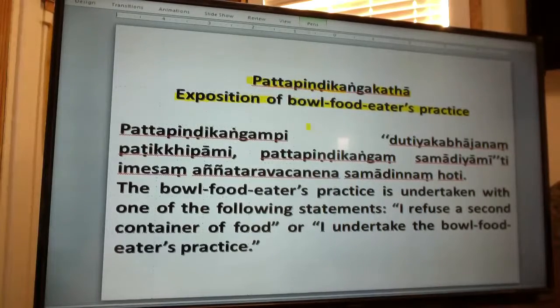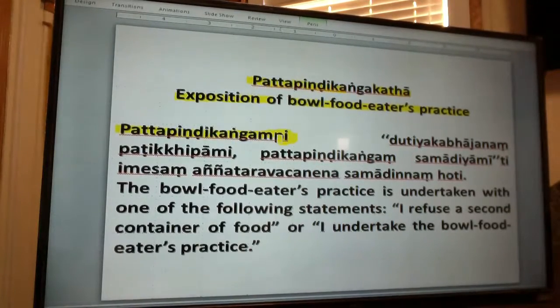So in Pali, first we have to learn Patta Pendikingambi, meaning the both food eater practice is also undertaken. How? Dutiya is second. Bhajana is a kind of food container. So Dutiyaka bhajana is a second food container. Padekibami meaning is a refuge. Refuge, a second container of the food, like this.